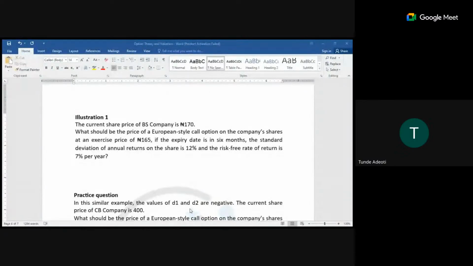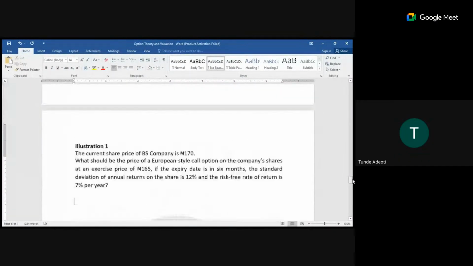My question is this: under the Black-Scholes option pricing model, there is a point you explain that when it is positive, this is how we should go about it, and when it is negative, this is how we should go about it. My question now: how do I know if it is positive or negative?